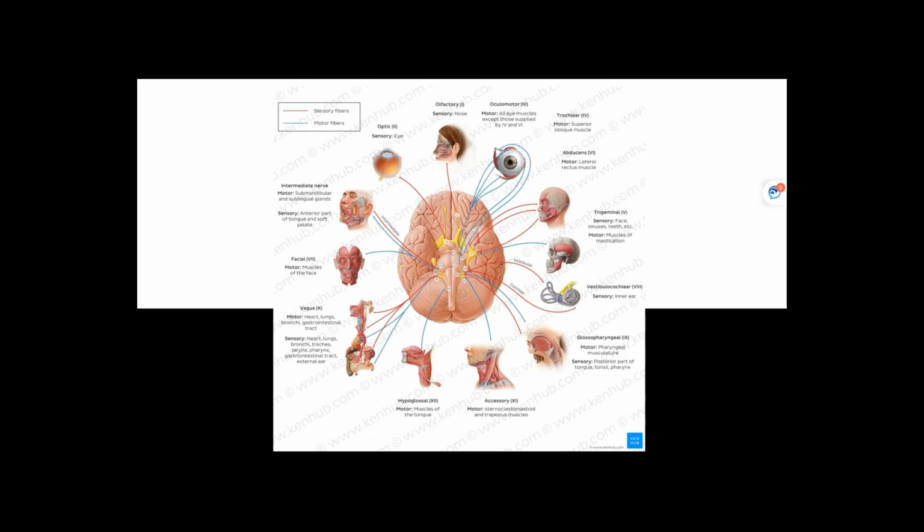Cranial nerve 3 is oculomotor, which carries those impulses from the brain to the eye muscles. It's a motor nerve, and it's responsible for pupil constriction. So, for example, if a patient's pupils aren't constricting, then they have some type of issue with cranial nerve 3.